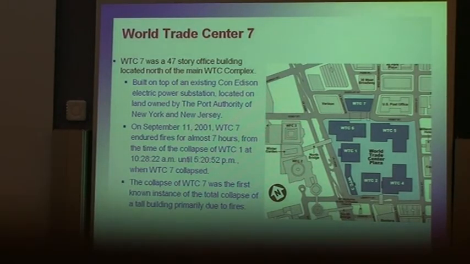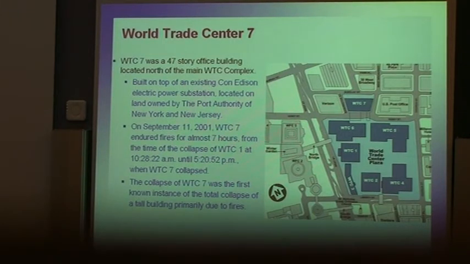This was a 47-story office building located north of the complex, and you can see here its location relative to the World Trade Center towers. It was built on an existing Con Edison electric power station located on land owned by the Port Authority. And that fact, as I'll show in the next slides, resulted in a lot of design modifications to account for the building being constructed on top of that electric power station.